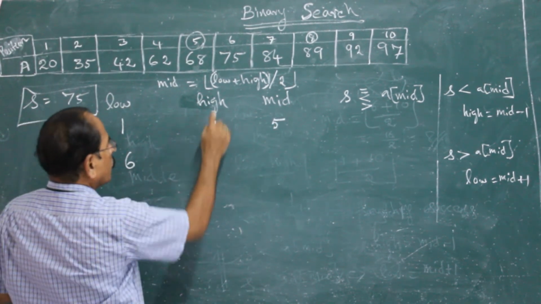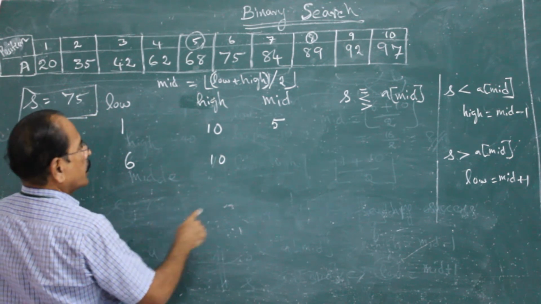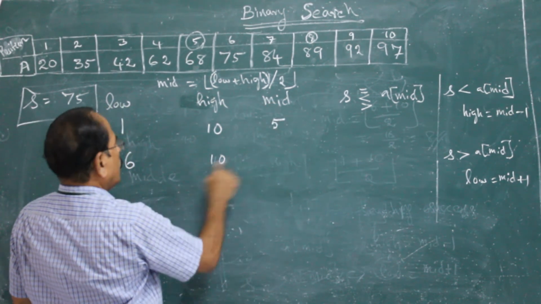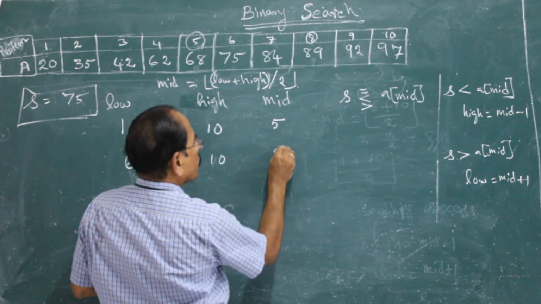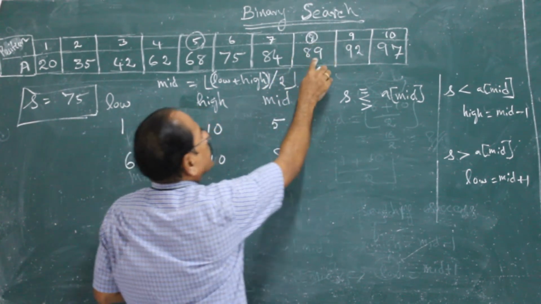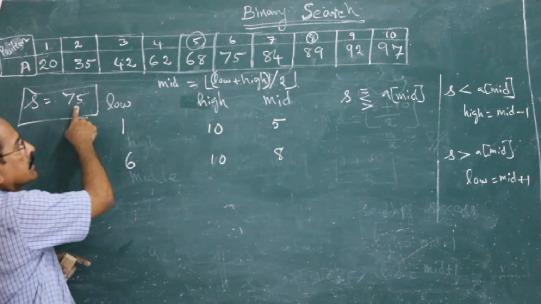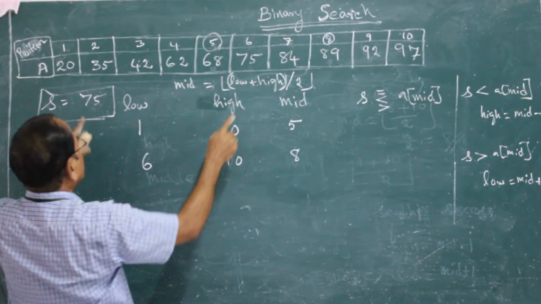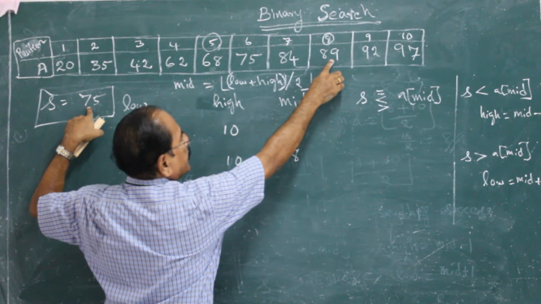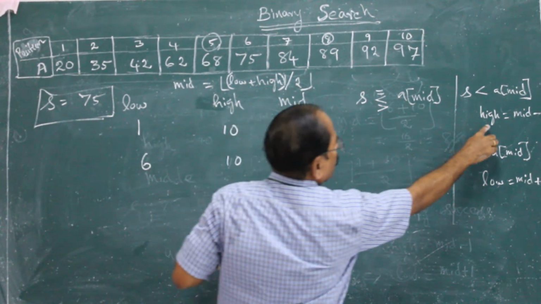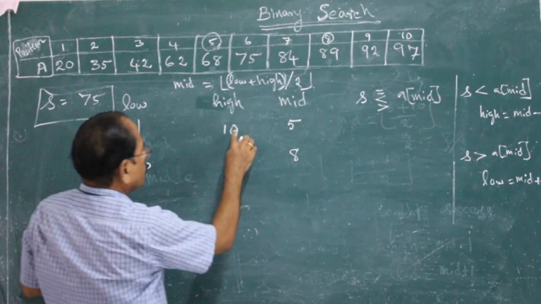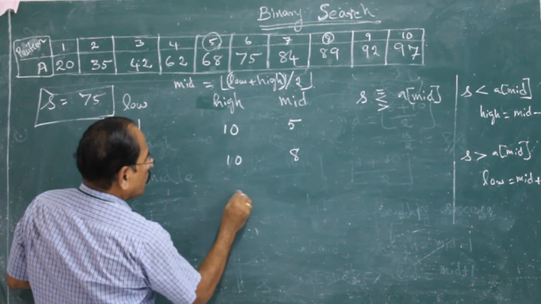Now we have to find the new mid value. Again, 10 plus 6, 16 by 2, 8. Now this is the 8th position, 89. Our searching element is 75. So comparing, 75 is lesser than 89. If the searching element is lesser than A of mid, we go for high is equal to mid minus 1. So it will become 8 minus 1, 9.